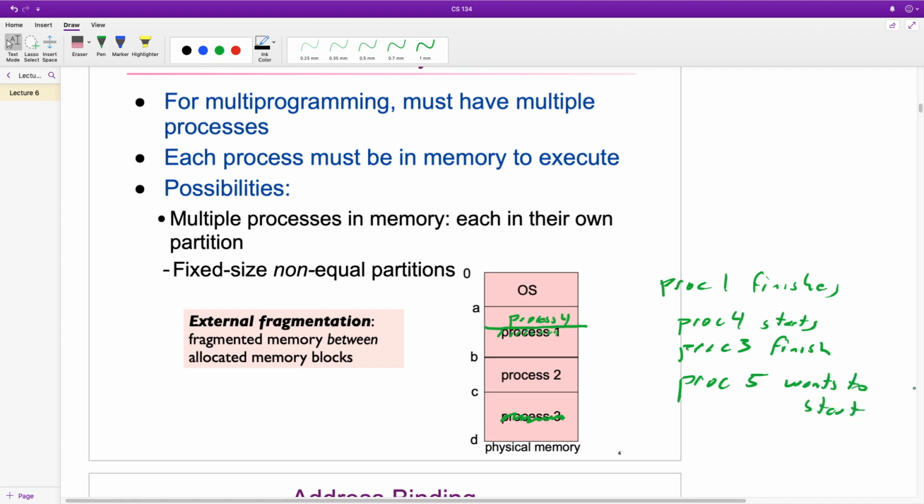Here's the problem. Process 5's memory needs are 1 byte larger than this hole right here. Okay? Is there 1 byte available, Drew?